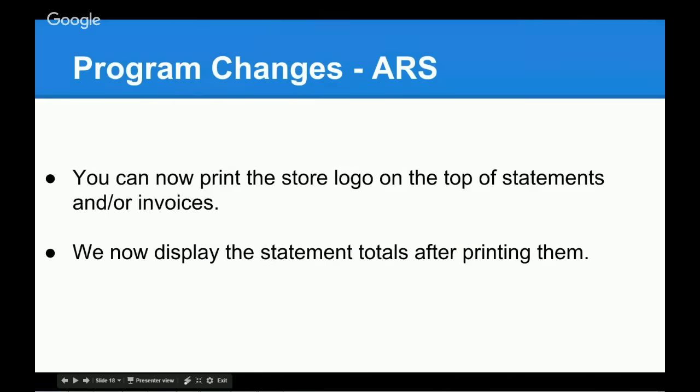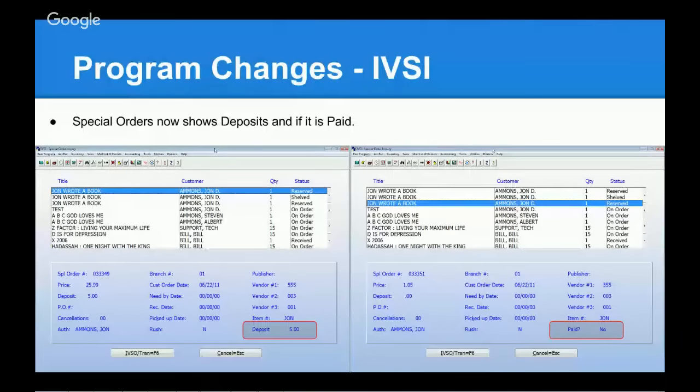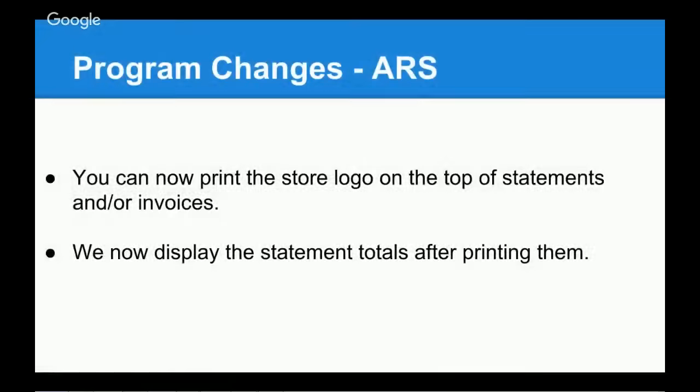All right, another change in our ARS program, you can now print the store logo at the top of your statements, and we kind of showed that earlier. And then you can also display the statement totals after printing your statements. So those are both new changes. Also in the special order area, we've actually made some changes. We actually got this request from a customer, but down there, it'll actually show right there on the main screen if they have a deposit, if something is paid or not, or if it is paid. So both of those. And then one quick correction on the previous screen.